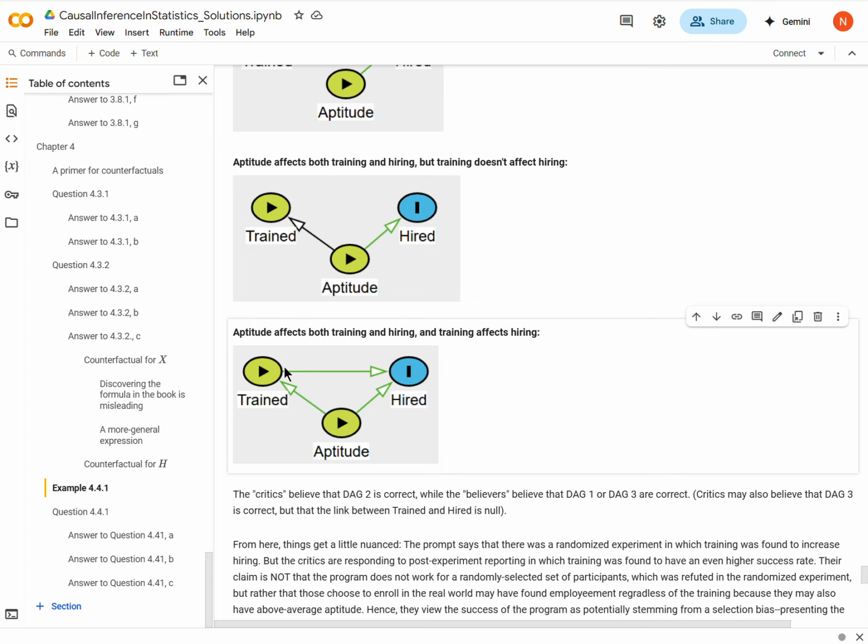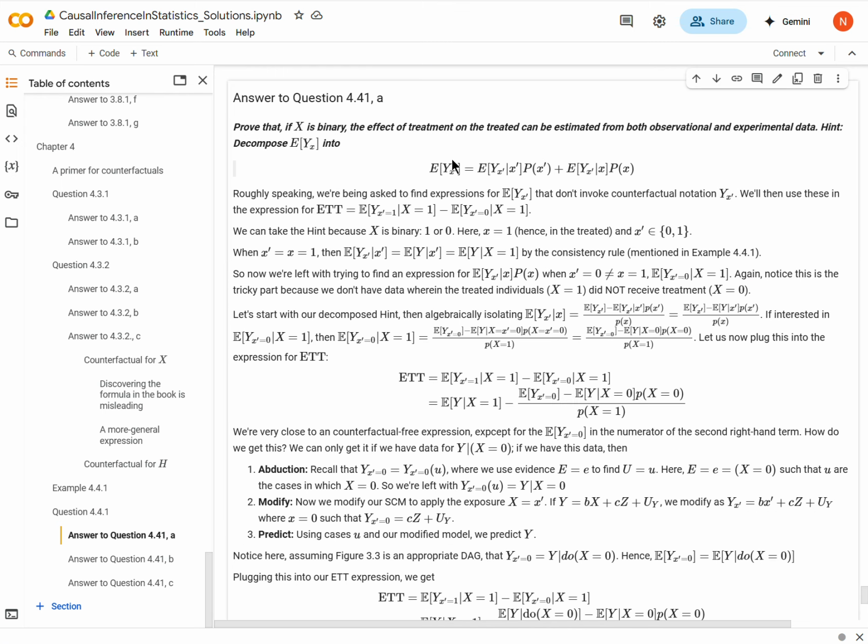Okay, and therefore we can find the ETT in that scenario, specifically because we have a backdoor. And here we're just going to explore that, but using binary data. People recovered or they didn't recover. They took the drug or they didn't take the drug. They're male or they're female.